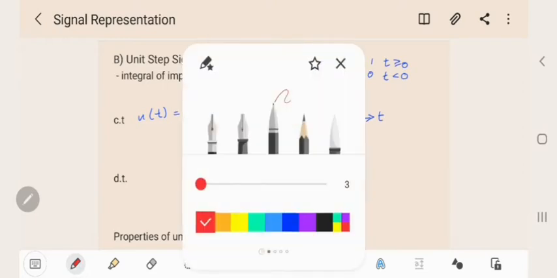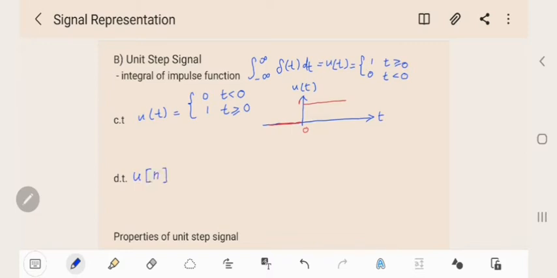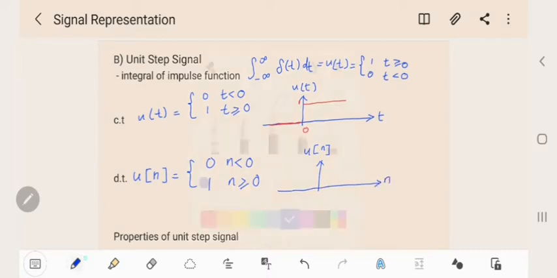Okay. Now we go to discrete time. It is represented as u[n] equal to 0 when n is smaller than 0, and 1 when n is bigger than or equal to 0. And this signal will be represented like this, u[n] against n. It will be 1, 1, 1, 1, 1 after 0, and 0, 0, 0 before n equals 0.